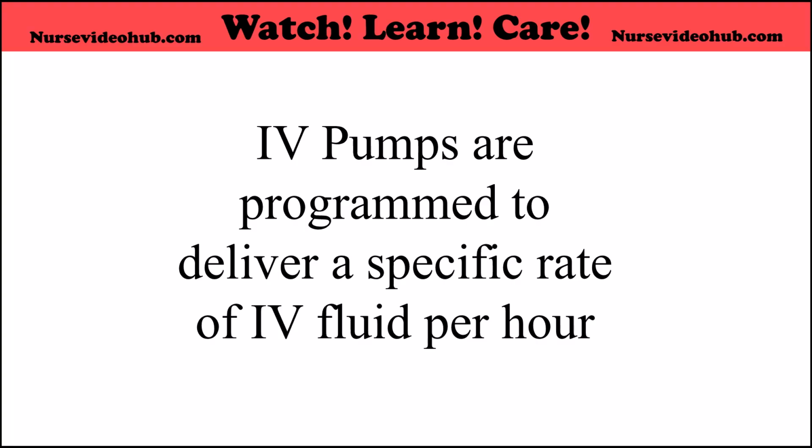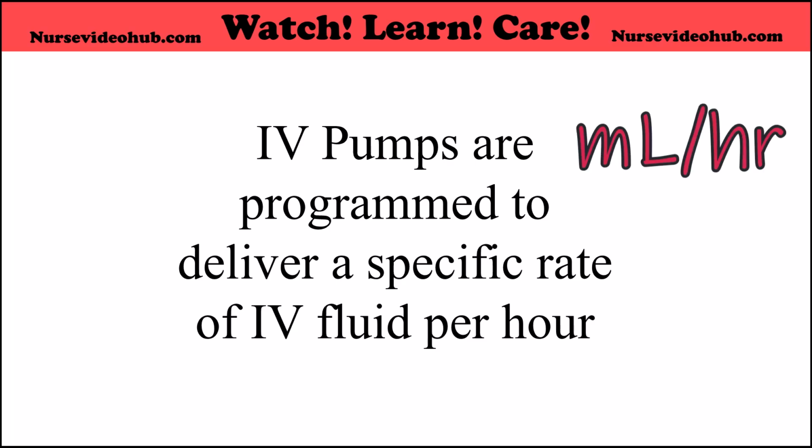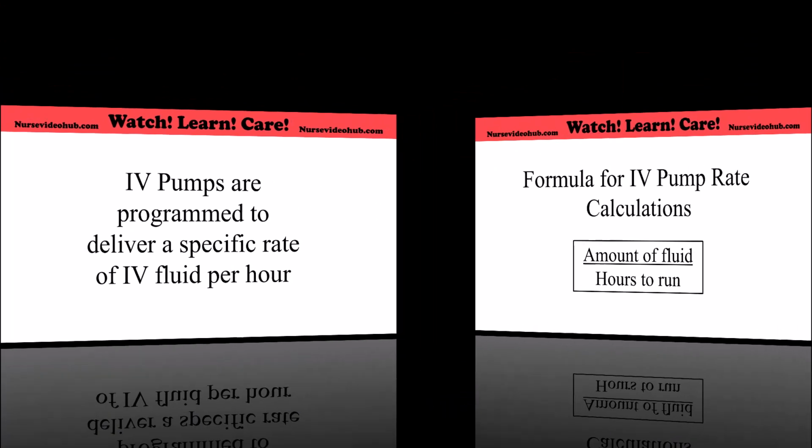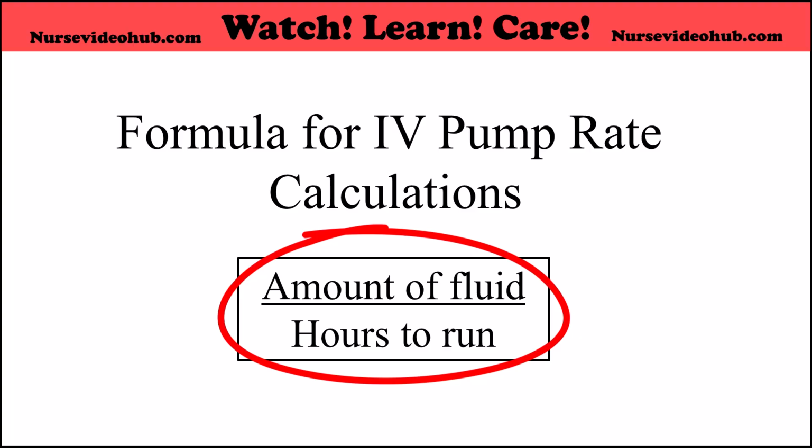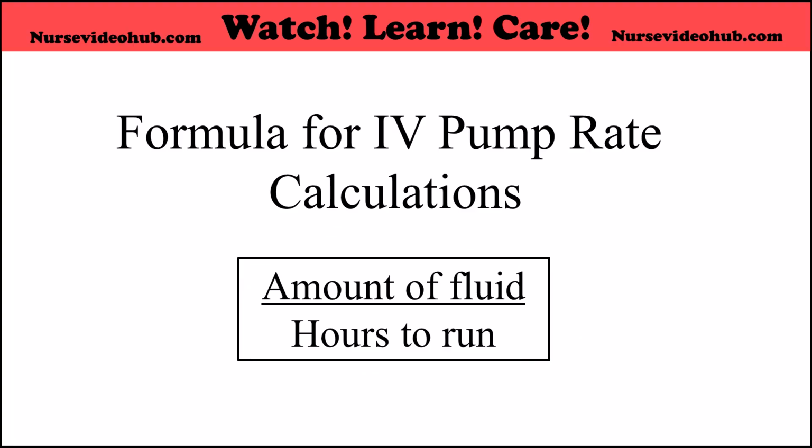IV pumps are programmed to deliver a specific rate of IV fluid per hour. When calculating IV pump rates, always solve for milliliters per hour. To calculate IV pump rates, use the following formula. IV pump rate equals the amount of fluid divided by hours to run. This formula tells you how many milliliters of fluid the pump should deliver every hour to administer the full dose over the correct amount of time.